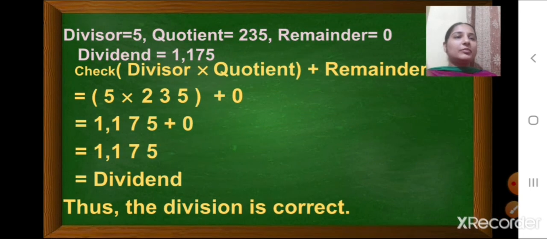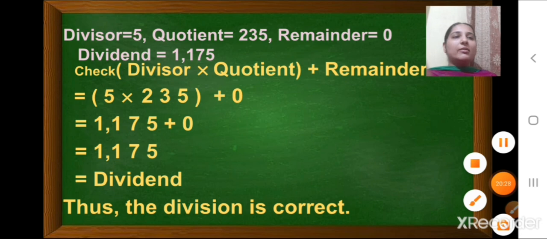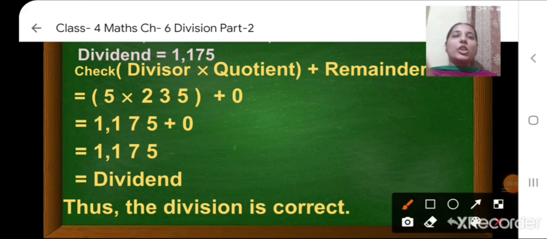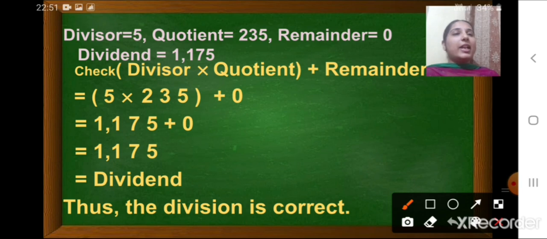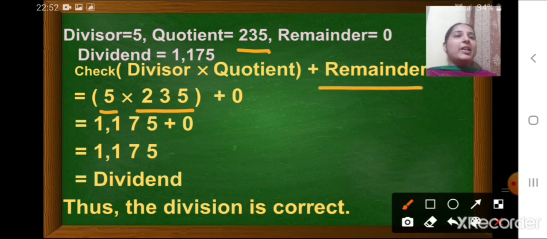We multiply the divisor by the quotient, or the quotient by the divisor, and then we add the remainder to it. So what is the divisor? 5. The quotient is 235, and the remainder, you remember what it was? 0. So we will write plus 0 here. Now we will multiply the divisor and the quotient.